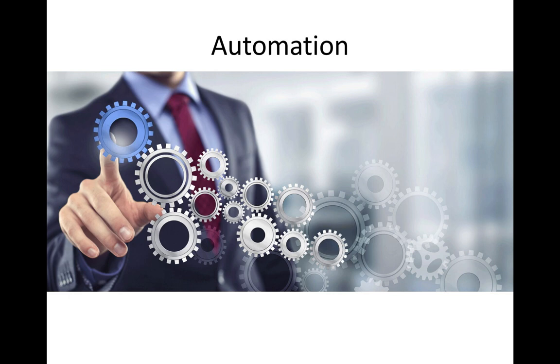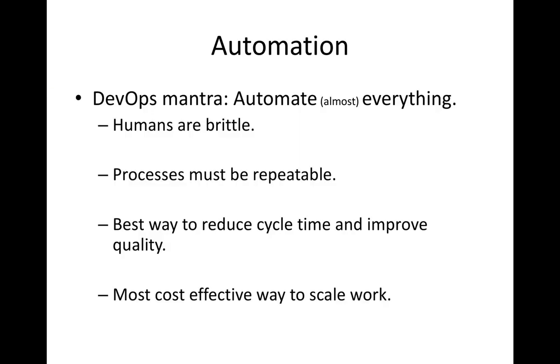The second component of DevOps is automation, and we've already covered automation to a certain extent in this course. You know that we automate things in order to make our processes faster, more reliable, to scale our processes, and try to eliminate humans from our processes to try to eliminate mistakes. So our mantra in a DevOps organization is that we try to automate almost everything.